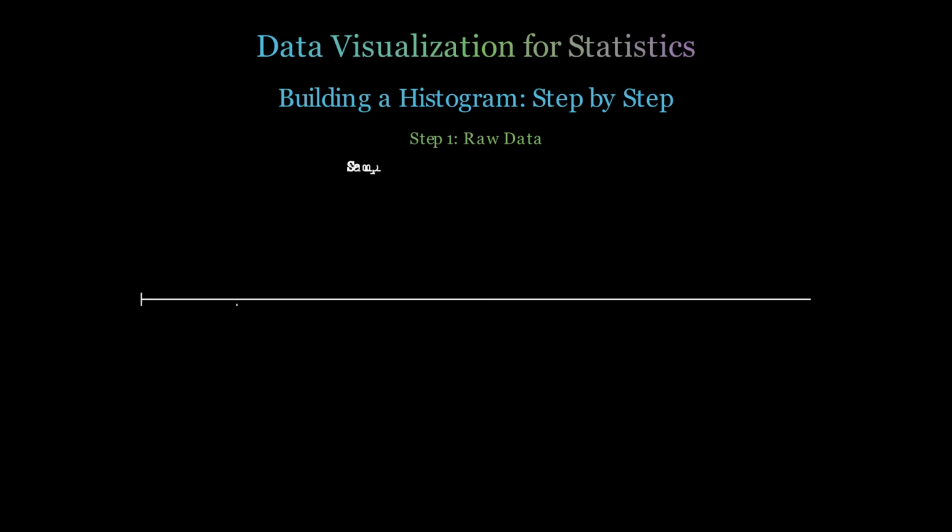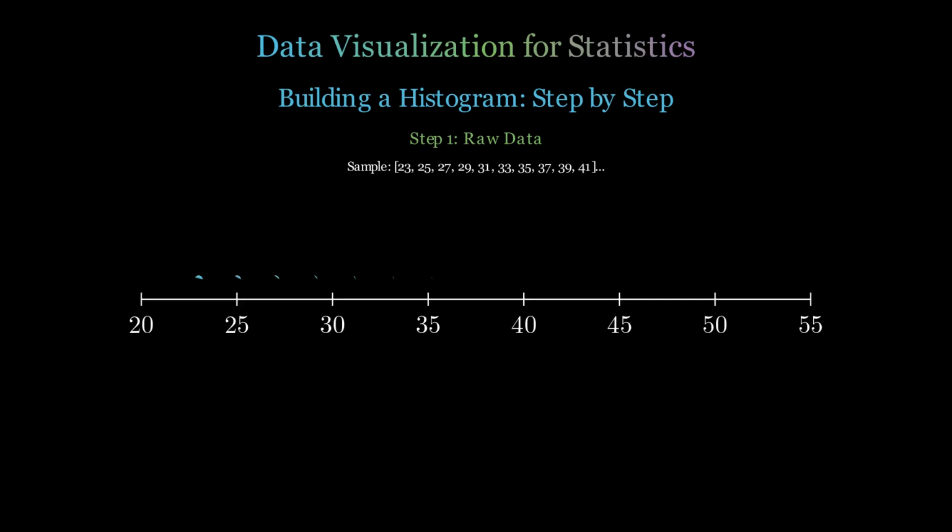Let's build a histogram from scratch. Step 1. We start with raw data, in this case, 28 values ranging from 23 to 52. These might represent test scores, product prices, or any continuous variable. First, we plot each value as a point on a number line. Notice how some areas have dense clusters of points while others are sparse. This clustering pattern is what we want to quantify and visualize through the histogram.